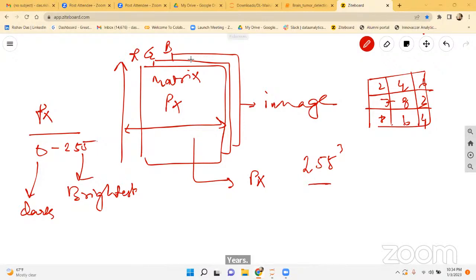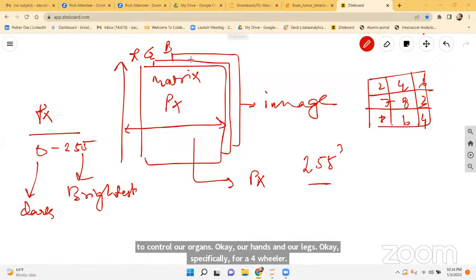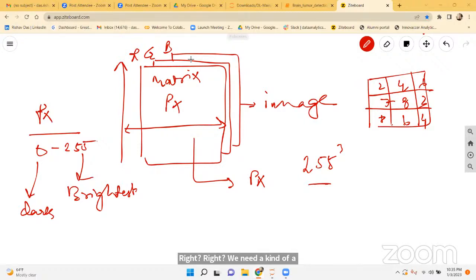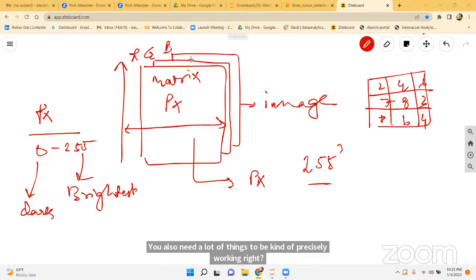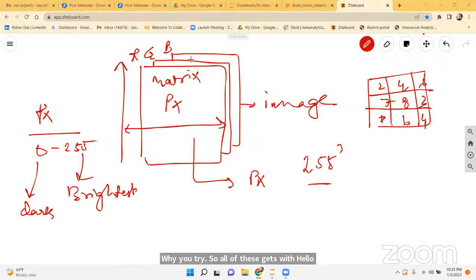And how to control them is being learned. That is what is required in driving, right? How to control our organs, our hands and our legs, specifically for driving a four-wheeler. We need a kind of multifunctional control. You need hand control, you need leg control. You also need a lot of things to work precisely while you drive. So all of this gets a lot of information coming together.